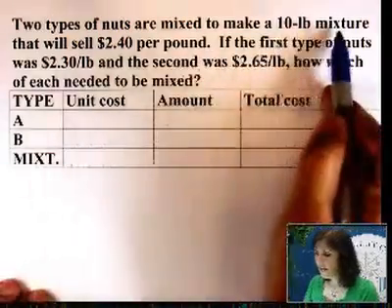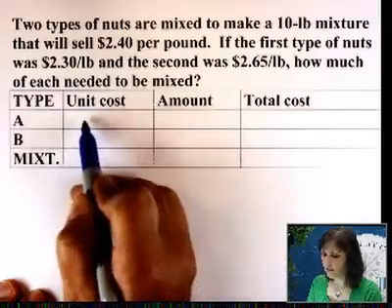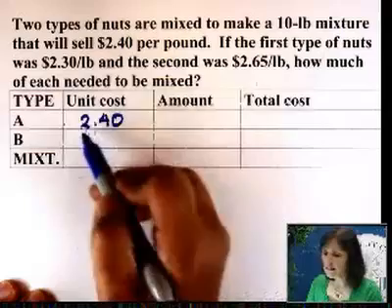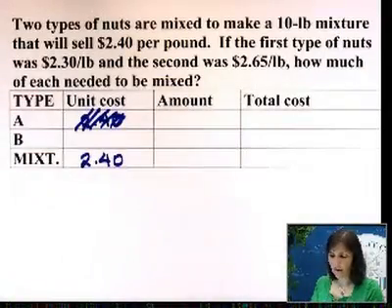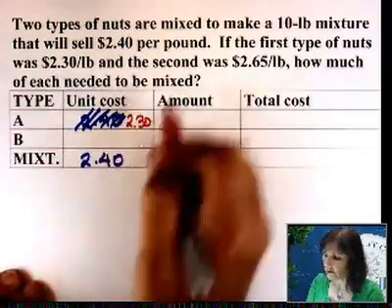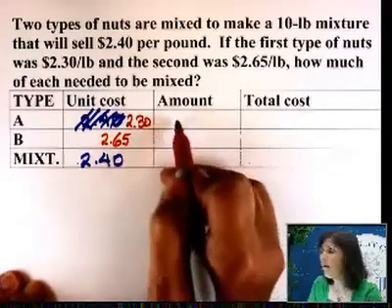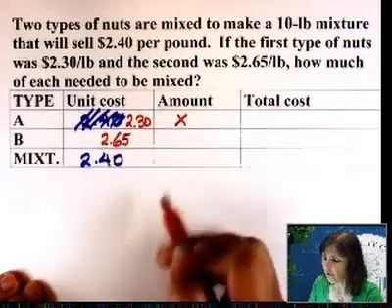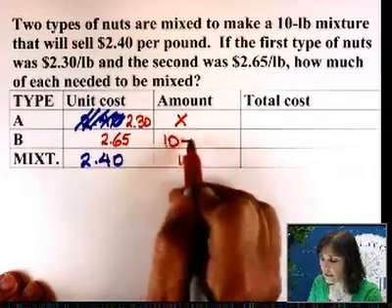All right. I need 10 pounds of a mixture that will sell for $2.40 per pound. The first one is $2.30 per pound. The second one is $2.65 per pound. I want to make the $2.40 per pound. Do I know how much I put in? I do not know. I have x. Well, if this mixture is 10 pounds, what will be this one? It's going to simply be 10 minus x.